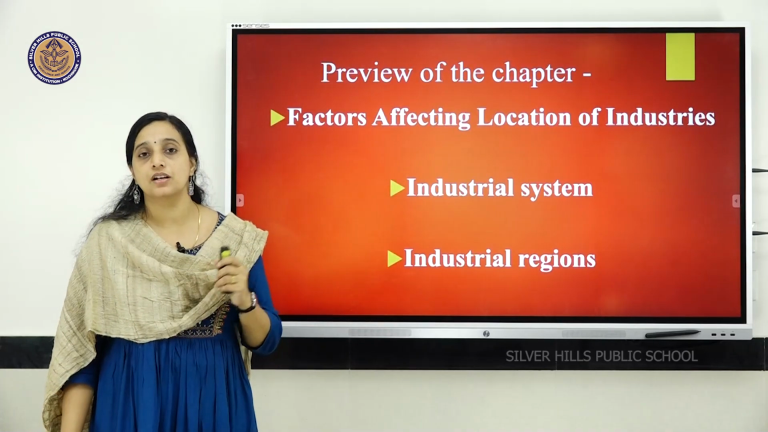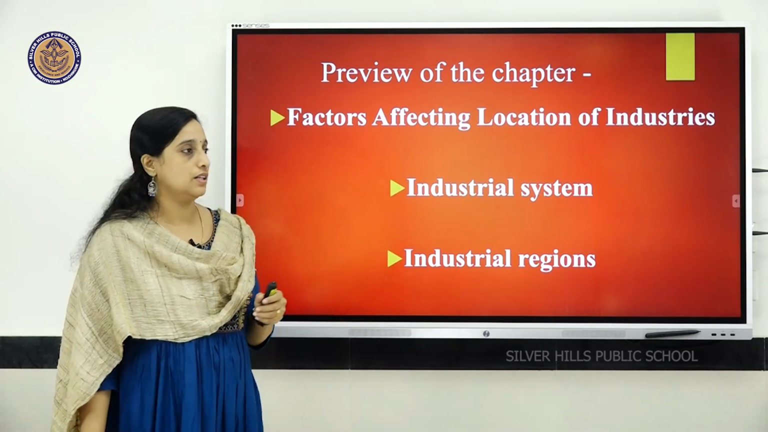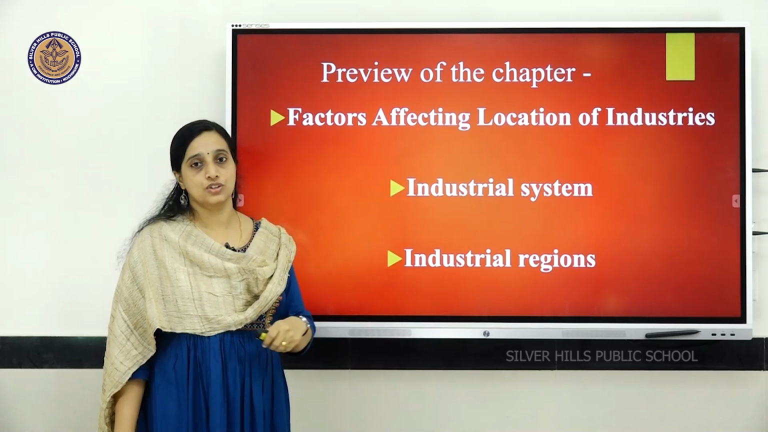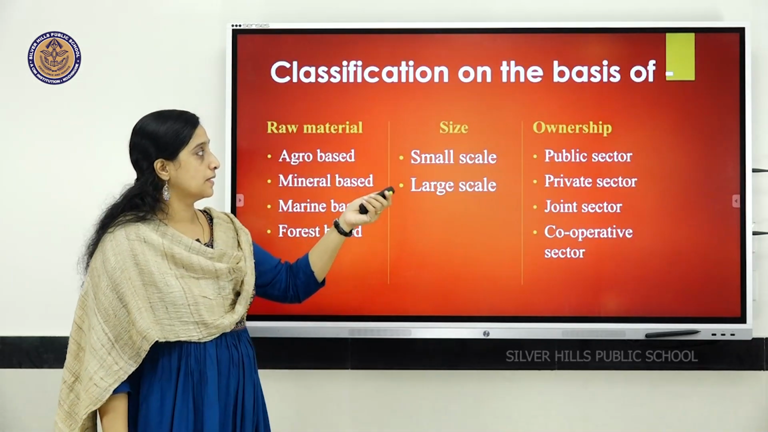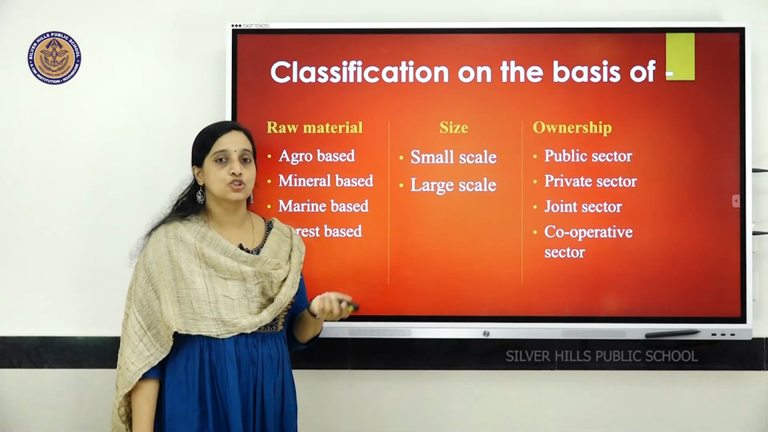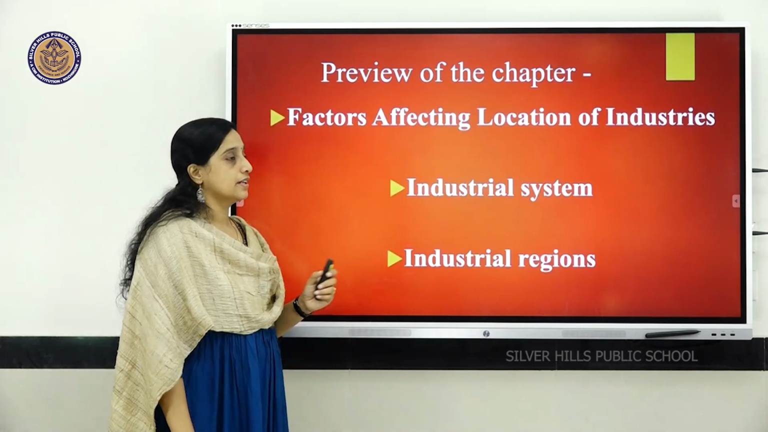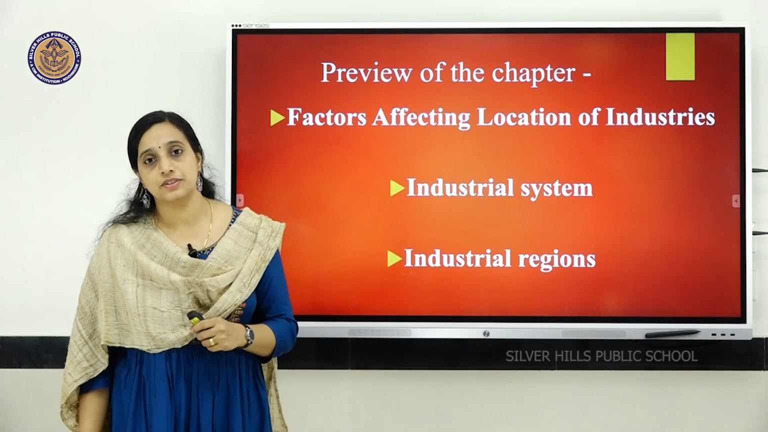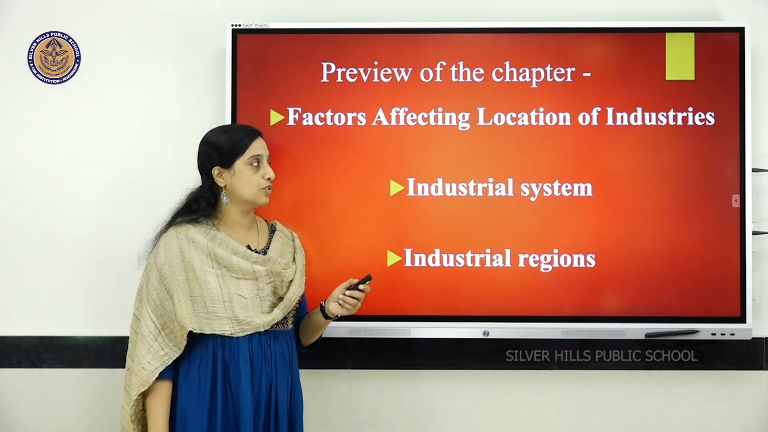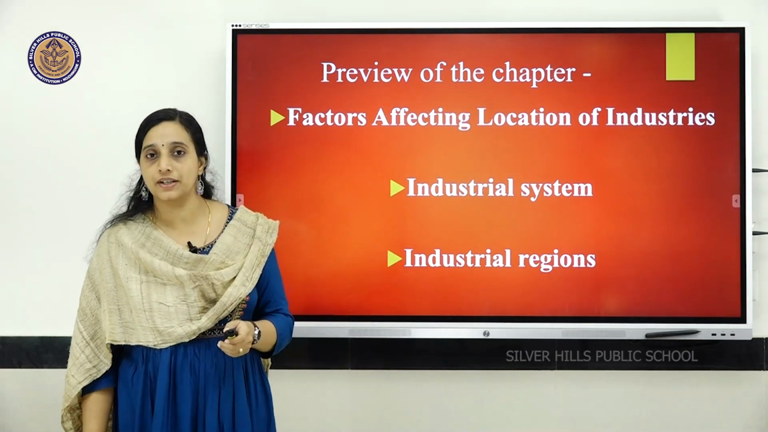Now in this particular session, we will be having a review of the chapter, factors affecting the location of industry, on the basis of ownership: public sector, private sector, joint sector and also cooperative sector. In this session we will be further discussing factors that affect the location of industry, the industrial system and also the industrial regions.